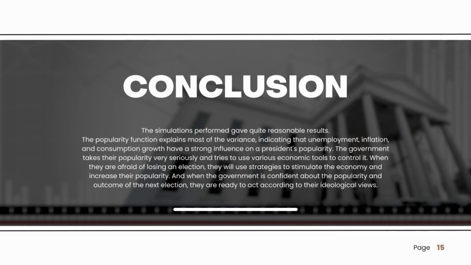When they are afraid of losing an election, they will use strategies to stimulate the economy and increase their popularity. And those two will get more intense as election day approaches. We also know that when the government is confident about its popularity and the outcome of the next election, they are ready to act according to their ideological view.